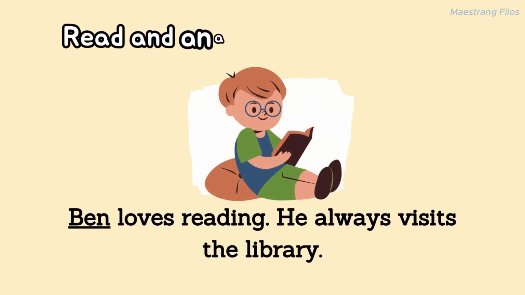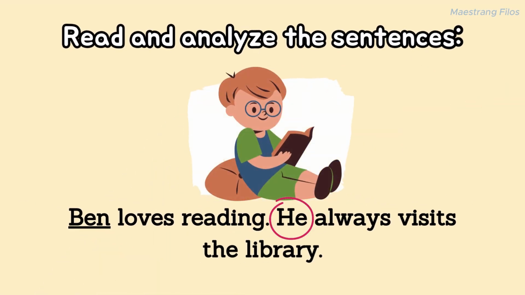Let's read the second sentence. Ben loves reading. He always visits the library. The underlined word is Ben. It is also a noun. In the next sentence, the word he is encircled. It substitutes the noun Ben.